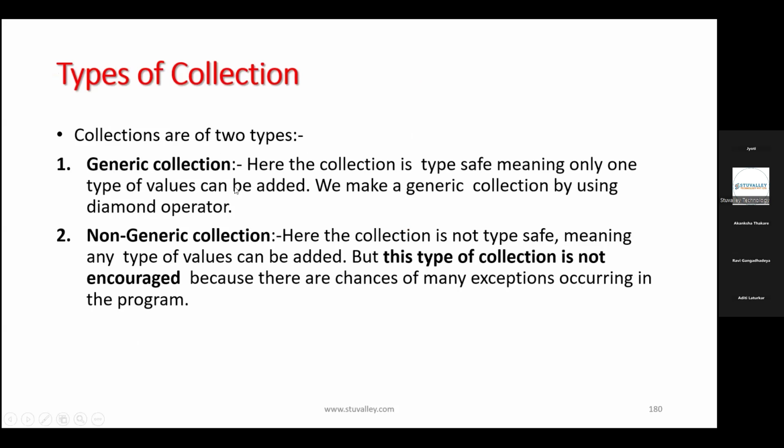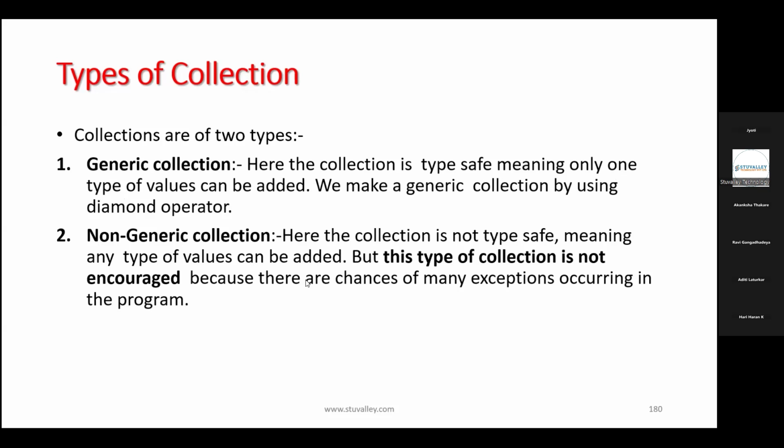When you use the generic collection, that means you are creating a particular collection, and you can store integer type of data, double type of data, string, object, anything into that particular collection. Okay, so that is known as a generic collection. Here the collection is type safe, meaning only one type of values can be added. Okay, the non-generic collection, whatever I have explained, that is a non-generic collection, because we can store multiple types of data in the same collection. This is not a type safe collection.